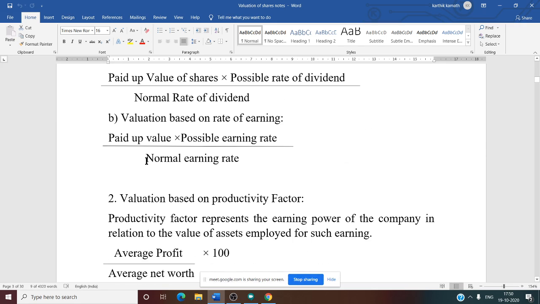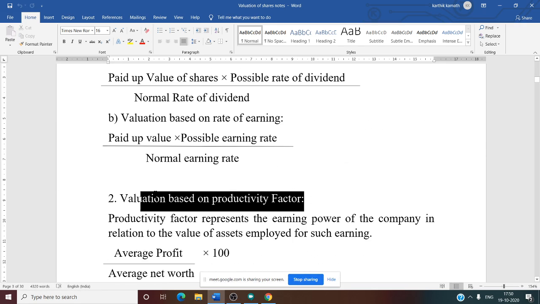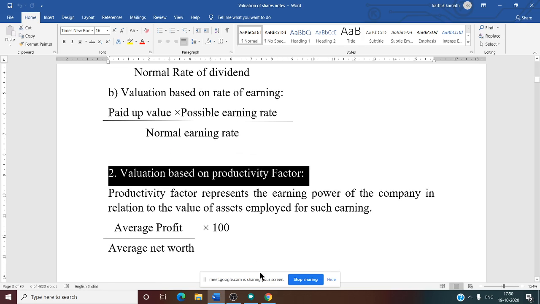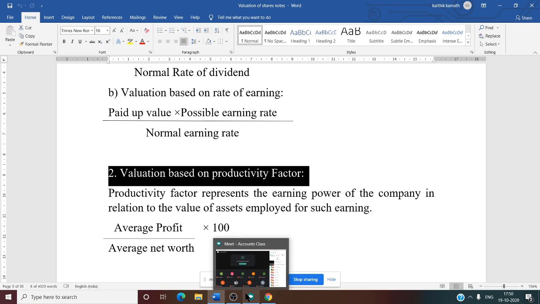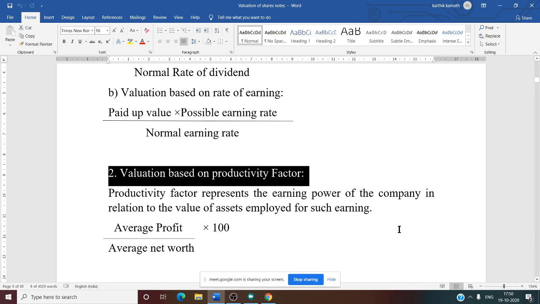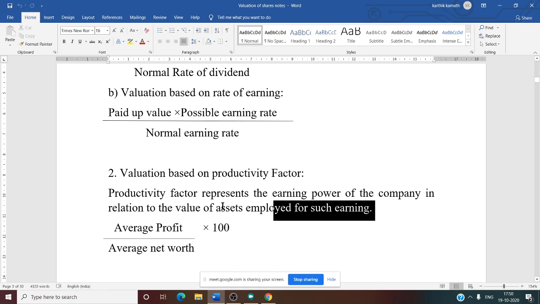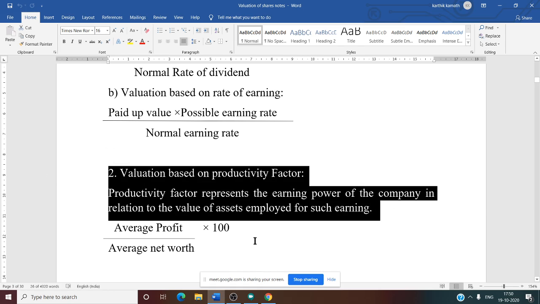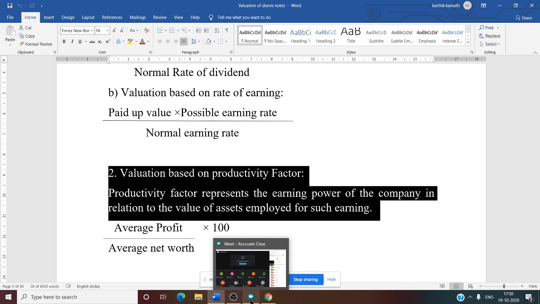So now we discussed valuation based on rate of return. Now the second one, valuation based on productivity factor. Under yield, the main type is valuation based on rate of return, and the second type is valuation based on productivity factor. So what do you mean by productivity factor? Productivity factor represents the earning power of the company in relation to the value of the asset employed in such earning. So again, asset employed means what?